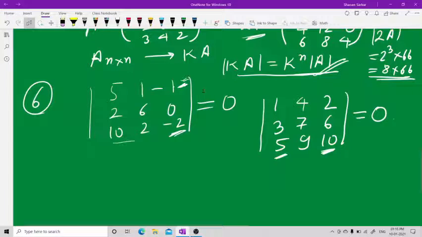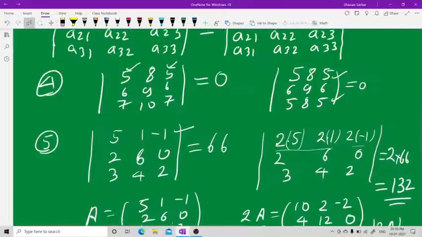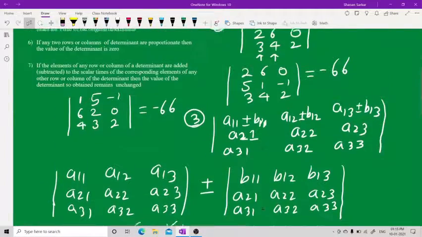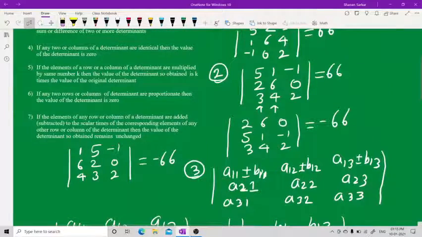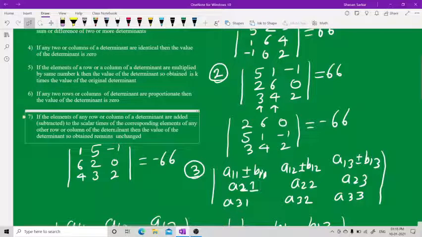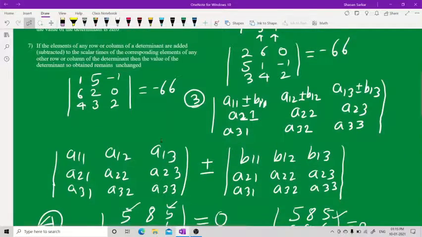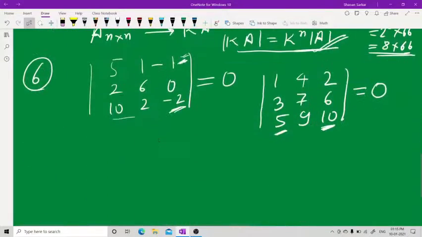Now for the seventh property, let us see. The seventh property: if the elements of any row or column of a determinant are added to or subtracted from scalar times the corresponding elements of any other row or column, then the value of the determinant so obtained remains unchanged. I'll make an example, and with an example I'll make you understand this.